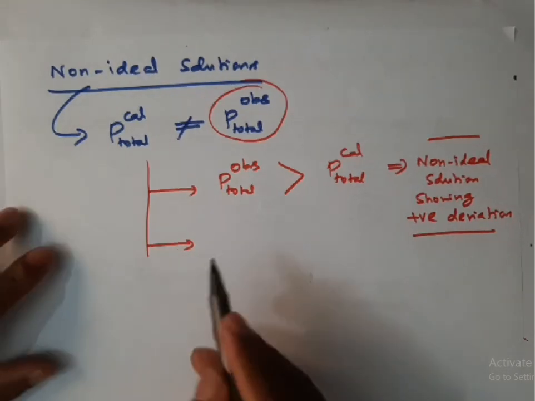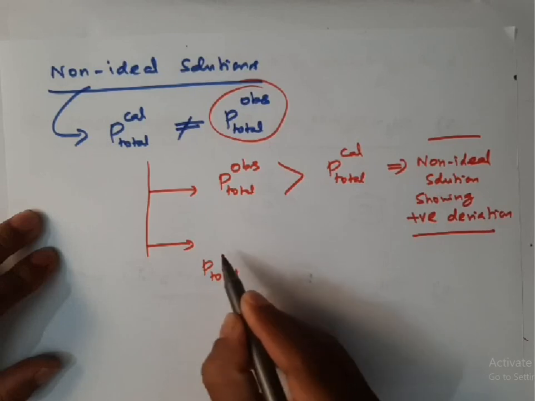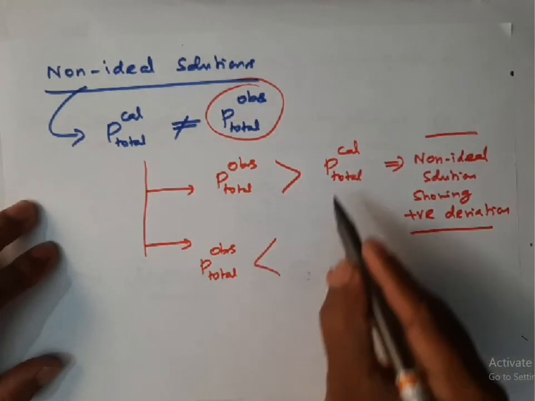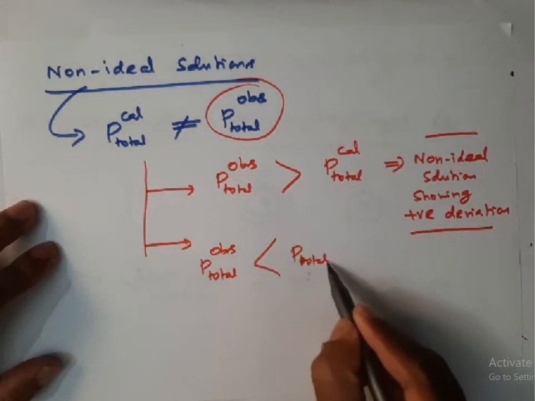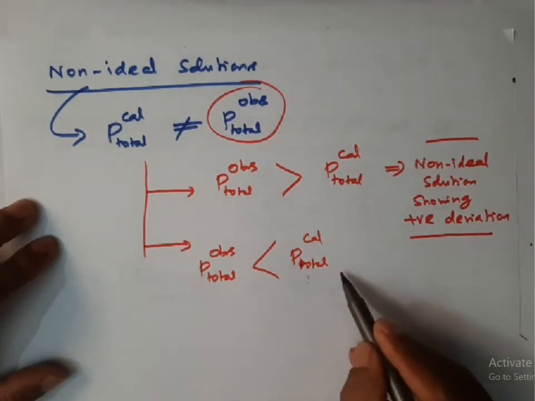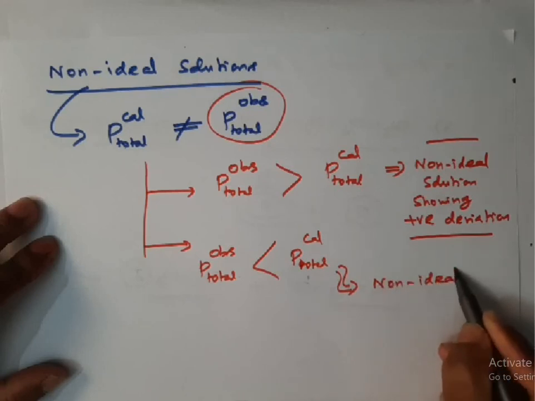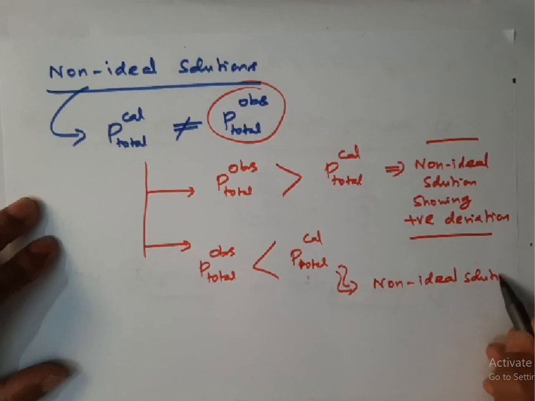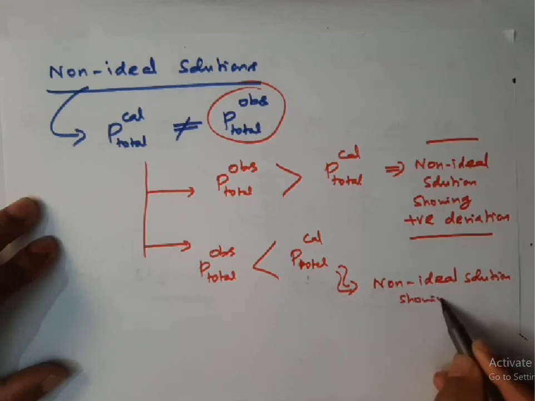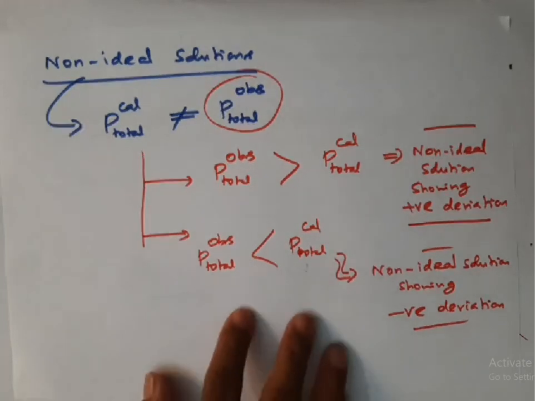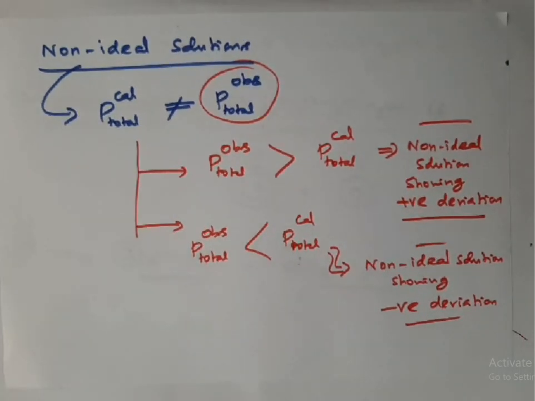If the experimental total pressure is less than the calculated total pressure, we call that solution a non-ideal solution showing negative deviation. Is this clear, students? We are going to discuss non-ideal solutions in the next class, but keep this in mind.